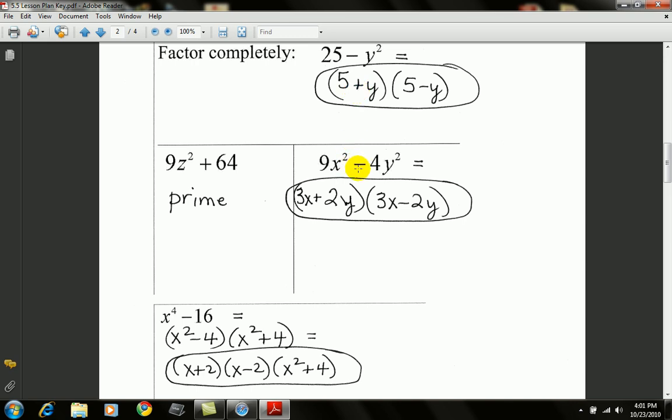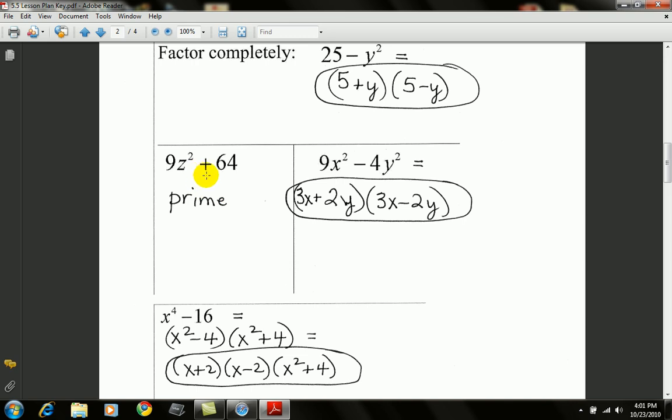Go directly underneath. 9x squared minus 4y squared. The minus means it's the difference. 9x squared is a perfect square, 3x times 3x. 4y squared is a perfect square, 2y times 2y. This fits the difference of perfect squares. 3x plus 2y times the quantity 3x minus 2y.